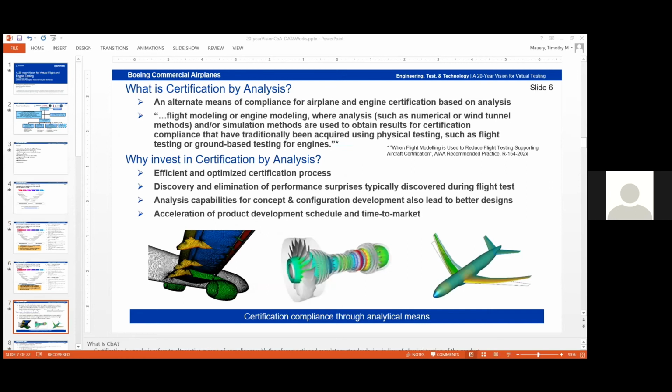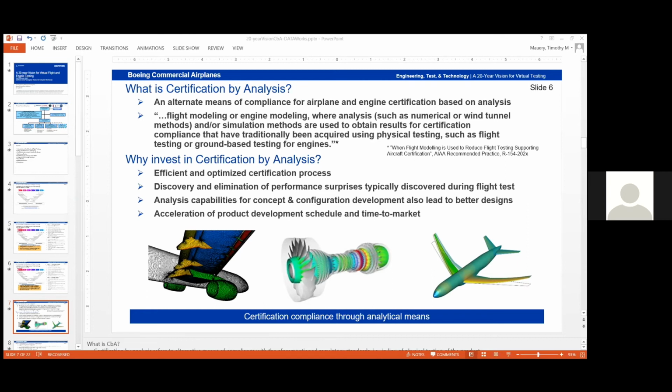So I guess the first thing that I'd like to cover is, what is certification by analysis? What do we mean by that? That refers to any alternative means of compliance with those standards that we talked about earlier, in lieu of physical testing. That could be subscale wind tunnel modeling, numerical methods, or simulation methods, anything that's not a direct full-scale flight test.